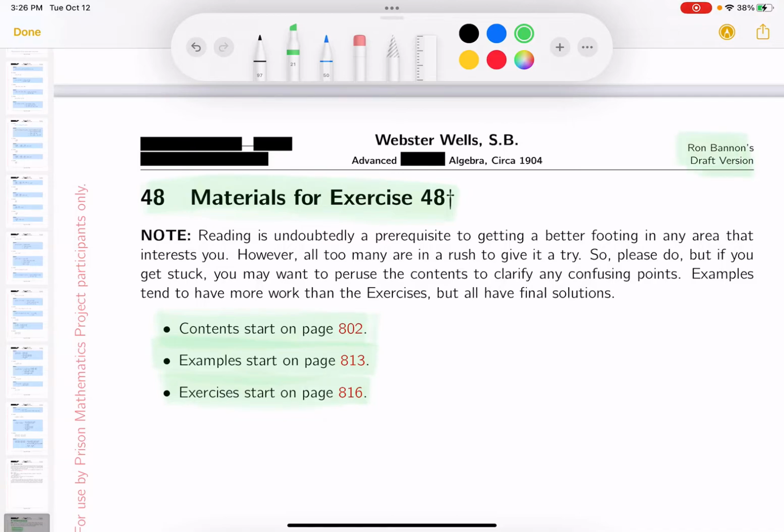This is a draft version of my adaptation of the Webster Wells Advanced Course in Algebra, which dates back to 1904. The PDF document that you're viewing here is being made available to the Prism Mathematics Project.